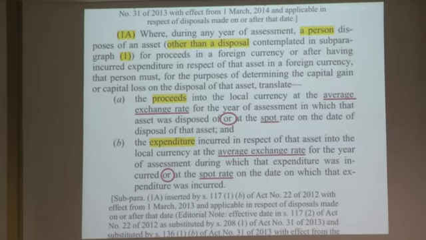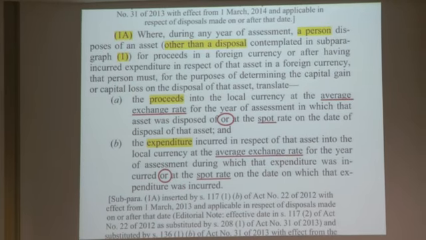It says where during any year of assessment, a person disposes of an asset other than a disposal contemplated in subparagraph 1. So it means either it is a company or a trading trust, or it can be a natural person if both the proceeds and the base cost are not in the same currency. So you may have bought it in pounds and sold it in dollars, or one of them may be in rands. I bought it in a foreign currency and I'm selling it in rands, right? In any scenario that's not in sub 1, then we go to 1 capital A.